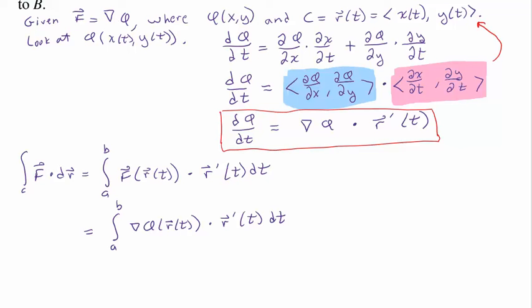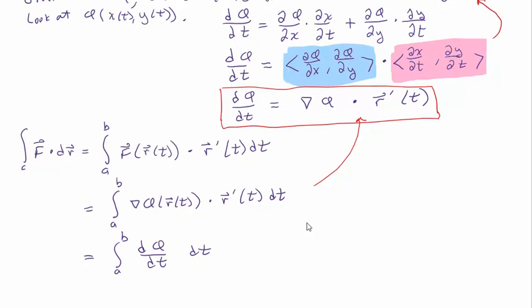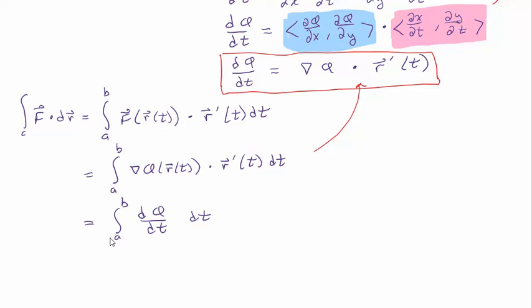So now let's take a look at what we have up here, this work we did. We have gradient of phi dot r prime of t, and this is the derivative with respect to t, so this would all be in terms of t as well. So all this stuff here is equivalent to the derivative of phi with respect to t, right? Well, now this looks like a pretty easy integral to think about, hopefully.